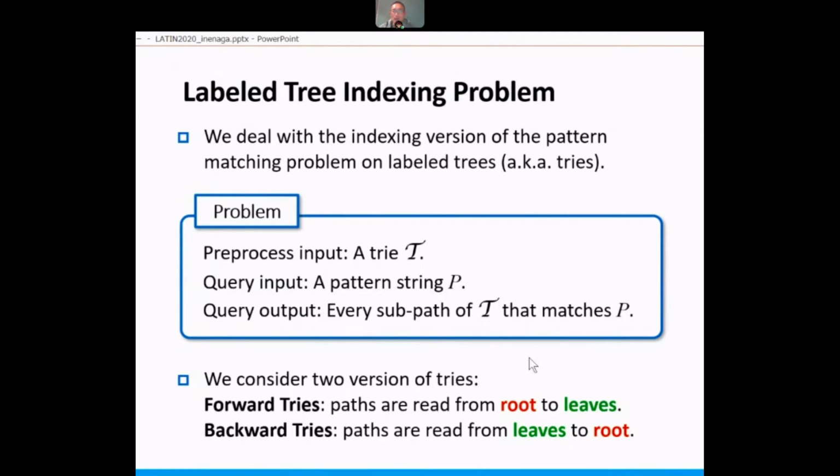And we consider two versions of tries. The first one is called forward tries. These are basically normal tries where the path is read from the root to the leaves. The other ones are backward tries, which are basically reversed tries where the paths are read from the leaves to the root.